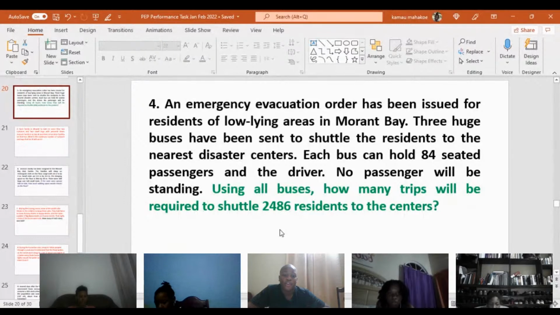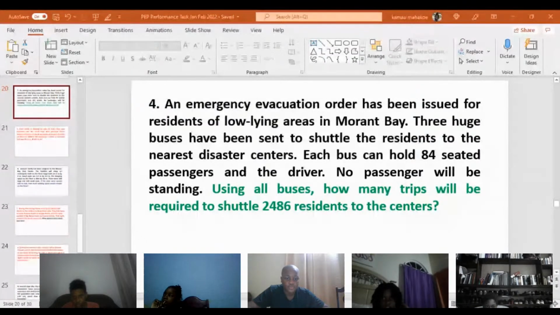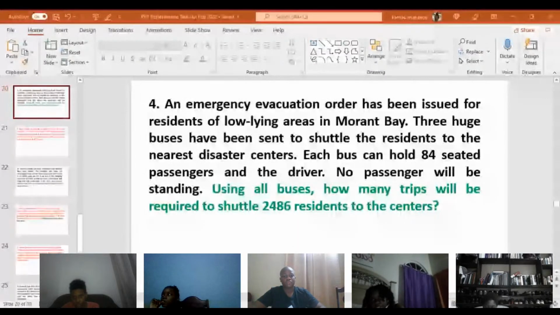4. An emergency evacuation order has been issued for residents of low-lying areas in Morant Bay. 3 huge buses have been sent to shuttle the residents to the nearest disaster center. Each bus can hold 84 seated passengers and the driver. No passenger will be standing. Using all buses, how many trips will be required to shuttle 2,486 residents to the center? All right, so what are we saying for this one? How many trips? Madison? This 10 trips. 10 trips in all.